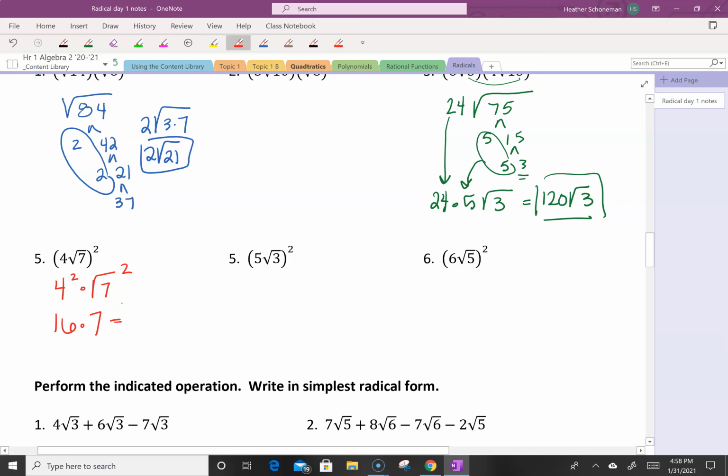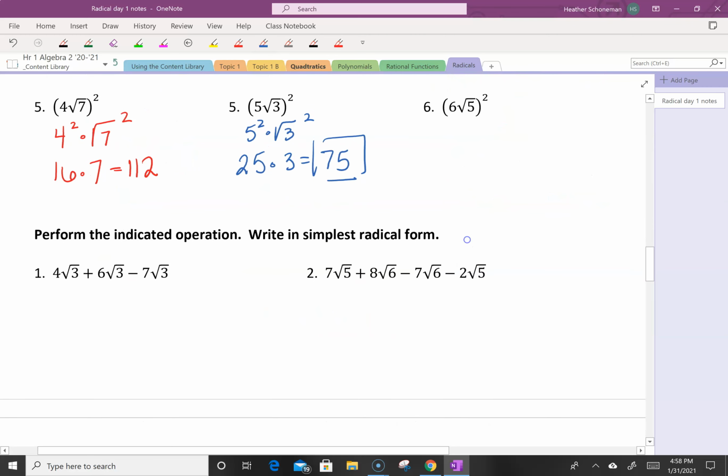So I get 16 times 7, which is 112. Let's try one more of these. I'm really just squaring each thing. So 5 squared is 25. Square root of 3 squared is 3. And I get 75. Done.